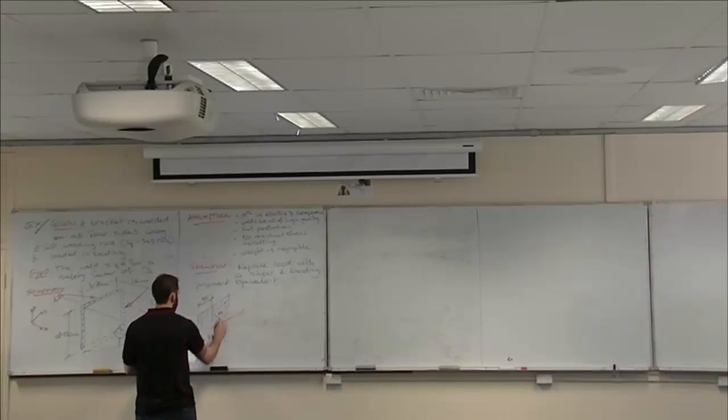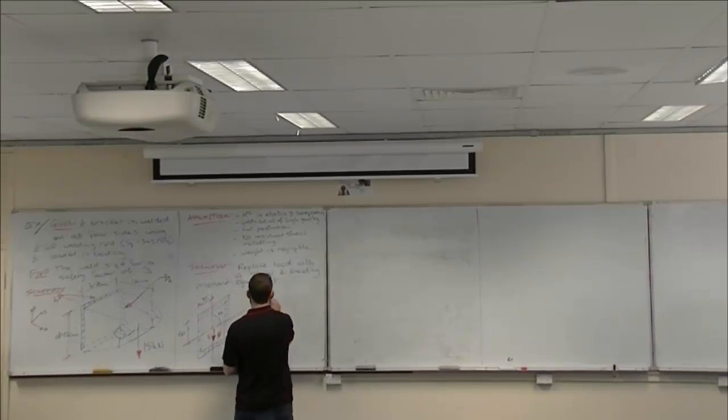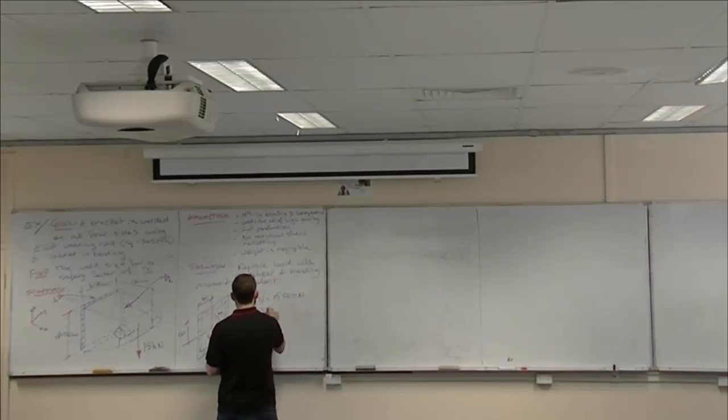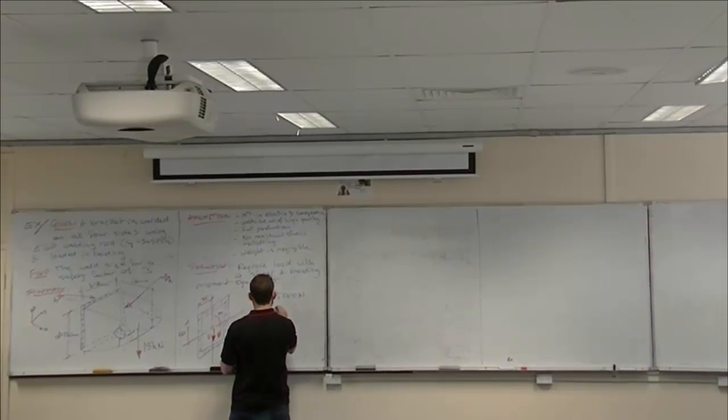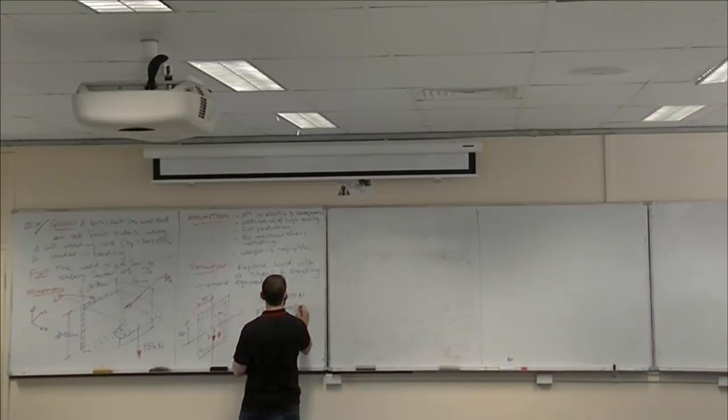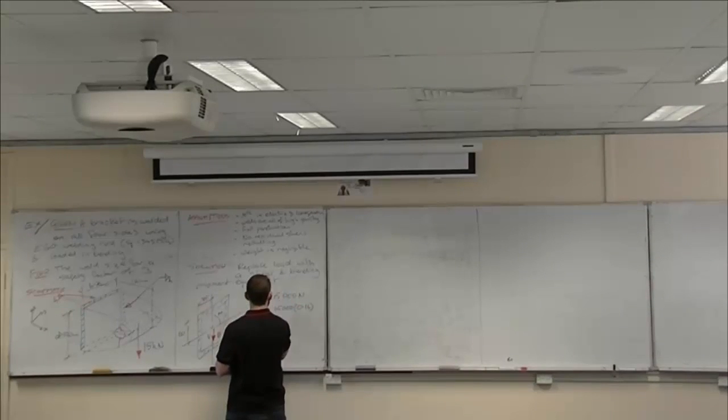V and M. V just equals 15,000 newtons, which is easy. And M equals 15,000 newtons times our lever arm, which is 160 mils, 0.16. That equals 2400 newton meters.